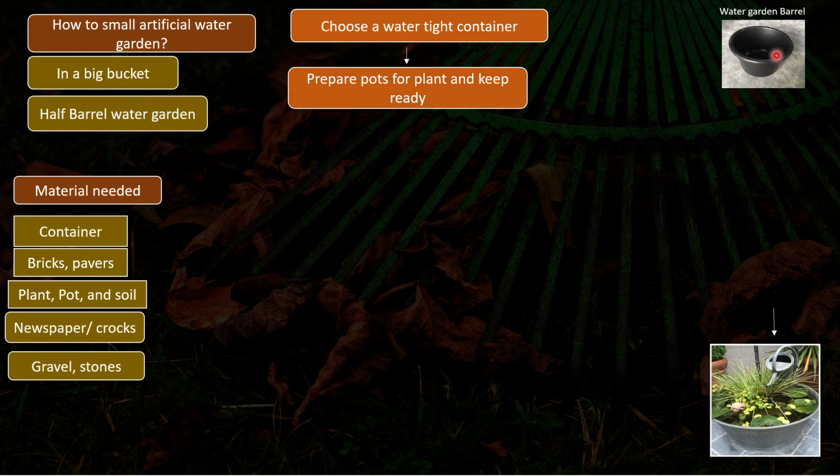Then prepare pots for plants and keep them ready. So now you have to keep your plants, whatever you want to use, ready in a pot. For example, if you are using rooted floating plants like lotus, you need to put your lotus plant in a smaller pot and keep it ready. Similarly, you need to keep your other plants like marginal plants in a pot and keep them ready.